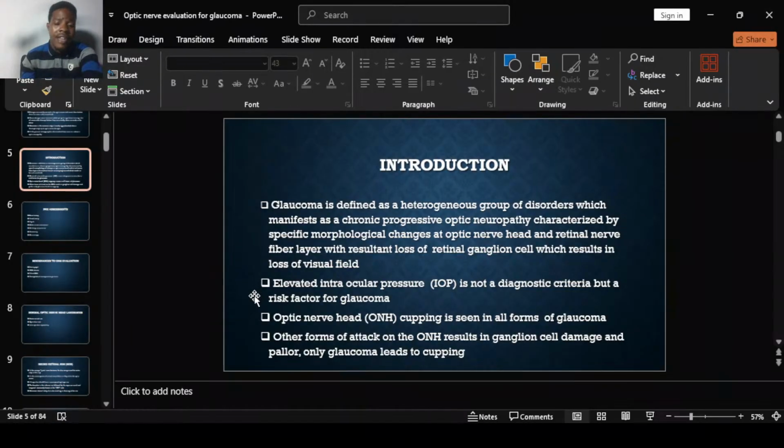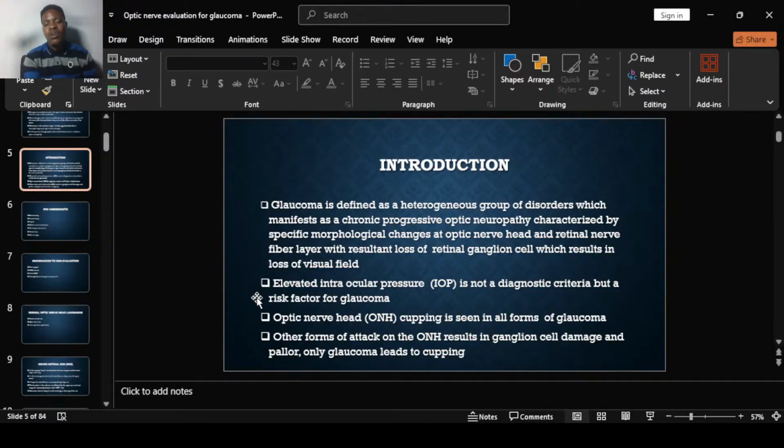The next point is that elevated intraocular pressure is not a diagnostic criterion but a risk factor for glaucoma. Most times in the clinic, once we see an intraocular pressure that is higher than normal, we just assume it is glaucoma. No, even though there's a thing called ocular hypertension, in the sense that the pressure can be high, yet everything is fine.